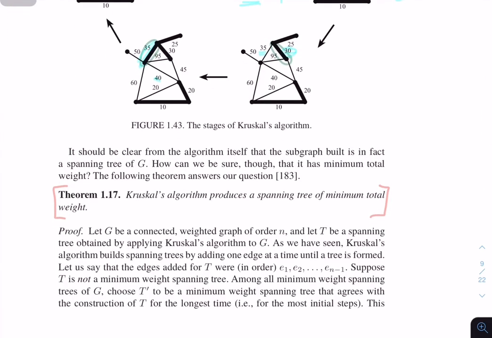So the theorem is that this algorithm produces a spanning tree of minimum total weight.